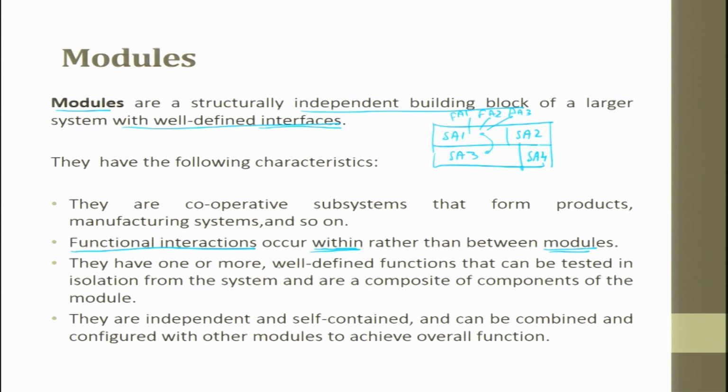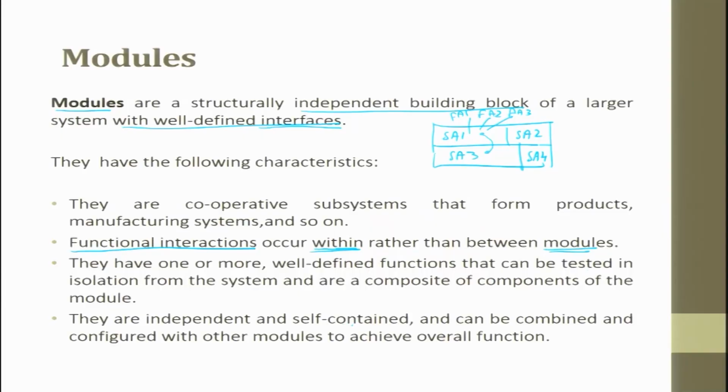They have one or more well defined functions that can be tested in isolation from the system and are a composite of components of the module. That means to say, when I buy SA2 or SA3 from the market and test it, it should have its own specification, and I should be able to test its specification and the functionality. They are independent and self-contained and can be combined and configured with other modules to achieve the overall function.